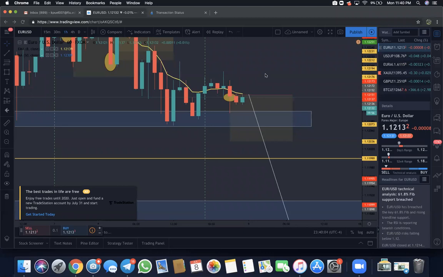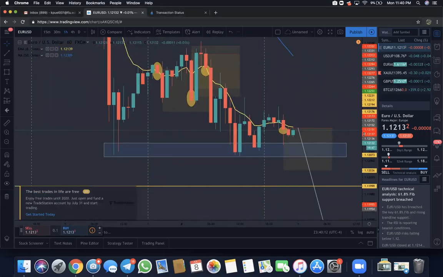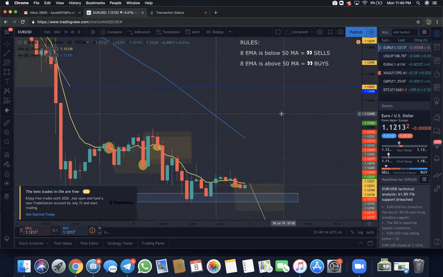So guys, with that being said, this is pretty much the strategy. That's the only way it works. This is all you got to do. Remember, I'll go over the rules one more time. I'll go over the indicators one more time.